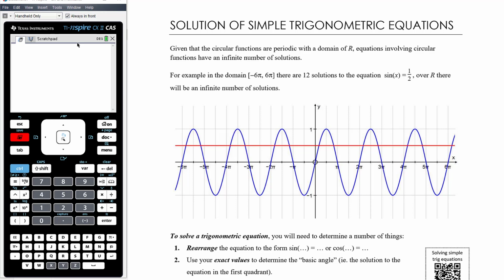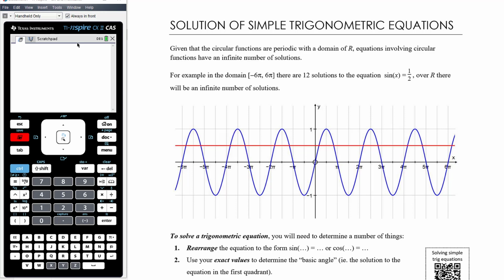Okay, so the first thing that we need to understand when we're solving trig equations is that, given circular functions are periodic with a domain of R, equations involving circular functions have an infinite number of solutions. Well, the kinds of equations we'll be looking at anyway. So, for example, we're looking at the equation of sine of x equal to a half.